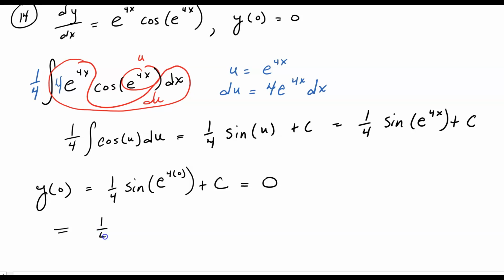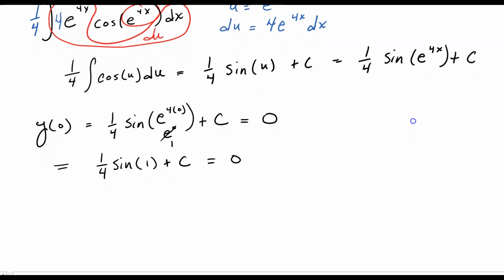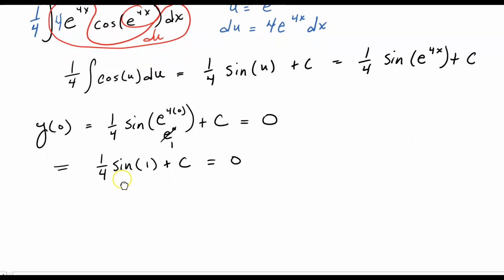So what does that look like? 1/4 the sine. This becomes e to the 0. And what's e to the 0? E to the 0 is 1. So sine of 1 plus c equals 0. And there's really nothing to it. I mean, you could find the sine of 1, but you're going to get some weird looking decimal surely. So all you have to do is move that to the other side, and that is to say that c is actually going to equal negative 1/4 sine of 1. Okay, and we're going to leave it like that.